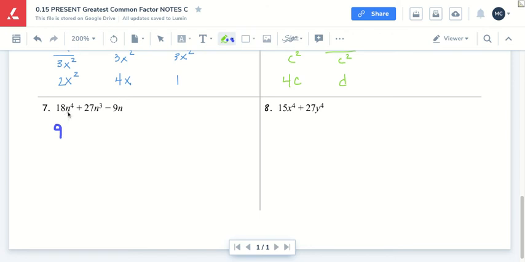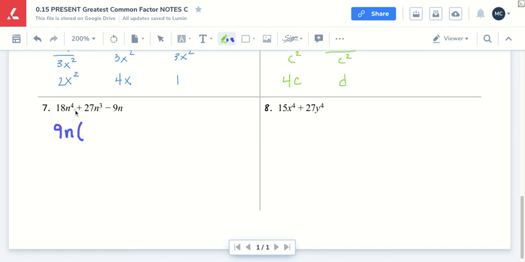Then I'm looking at the n's. There are n's in all three terms, so they do have an n in common. And I would look for the smallest power in any of the three terms. So 4, 3, and 1. 1 would be the smallest of those. So now I've got 9n. That's my greatest common factor. So then I would take each of these terms and divide them by 9n. Now this time I'm not going to show that work off to the side. I'm just going to do it.